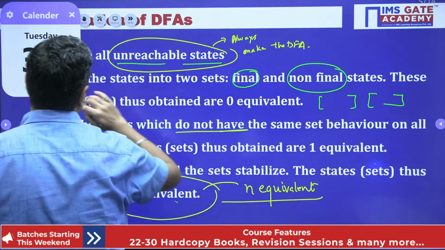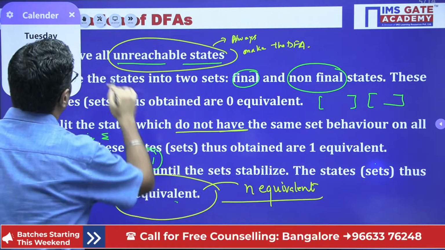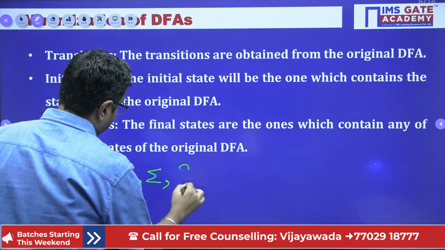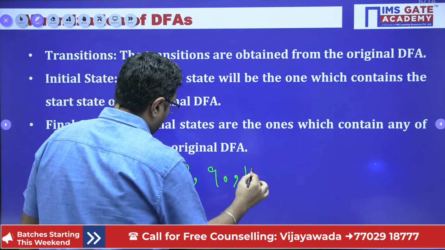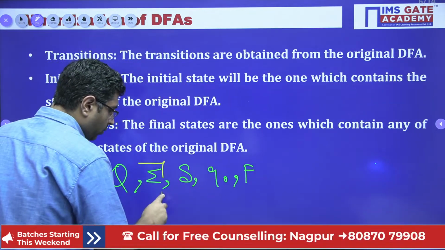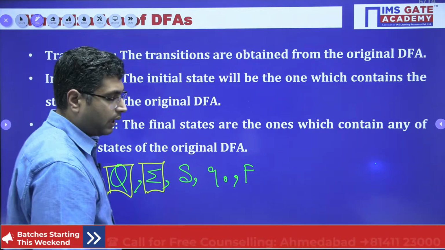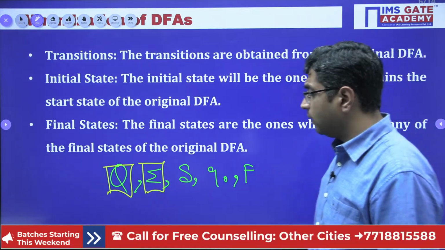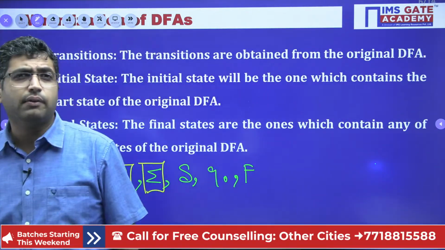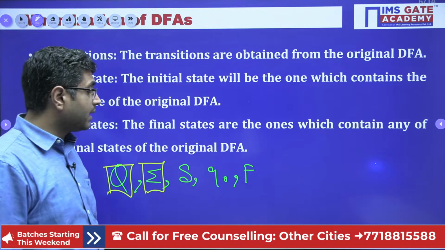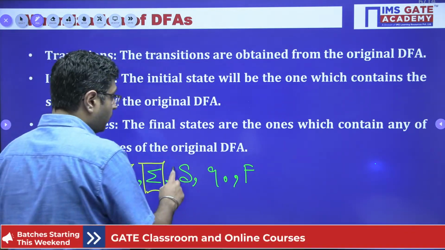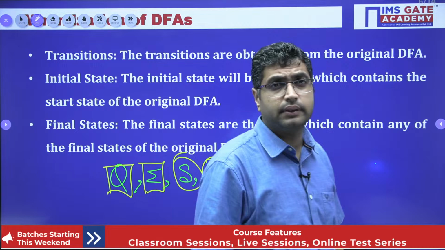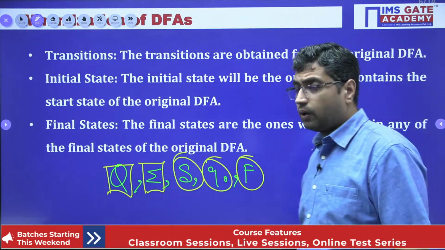Once you have done this, what is left? Now you have got the final set of states. What is the quintuple? The quintuple was Q, sigma, delta, q naught and F. Sigma you already know, and Q you have found out after applying the minimization algorithm. Now what is left is how to find delta, q naught, and F in the minimal DFA that we have got.